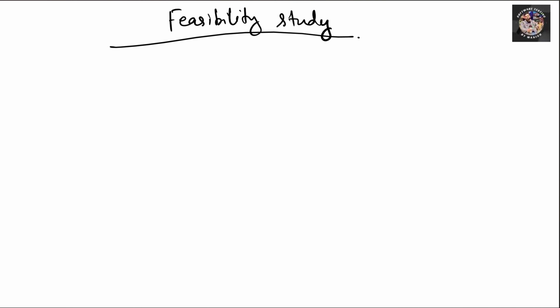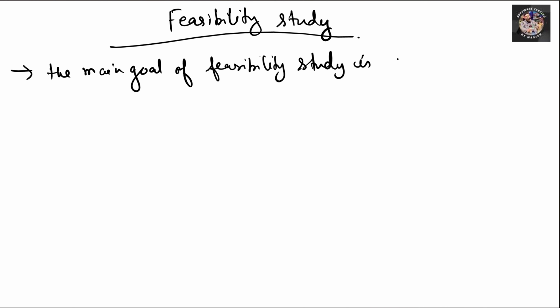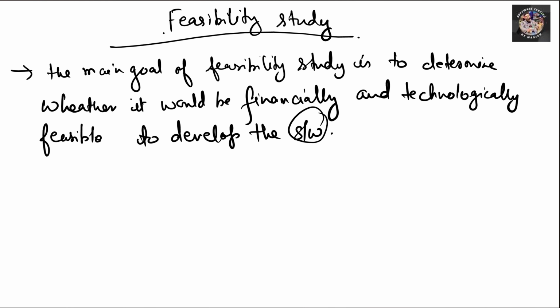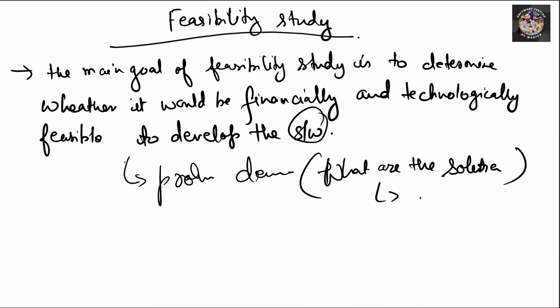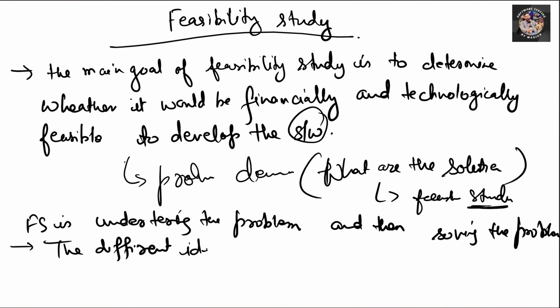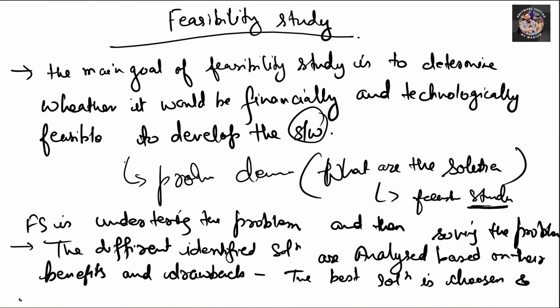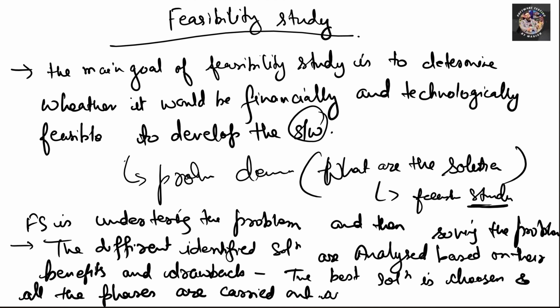Now we will discuss the second phase of SDLC, that is feasibility study. The main goal of the feasibility study is to determine whether it would be financially and technologically feasible to develop the software. So we determine whether we are financially and technologically capable of developing the software or not. If there is any problem in developing the software, we discuss the solutions in this feasibility study. So feasibility study is understanding the problem. The different identified solutions are analyzed based on their benefits and drawbacks. The best solution is chosen and all the other phases are carried out as per the solution strategies.